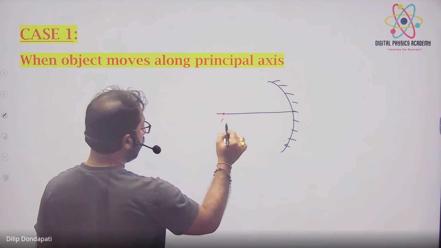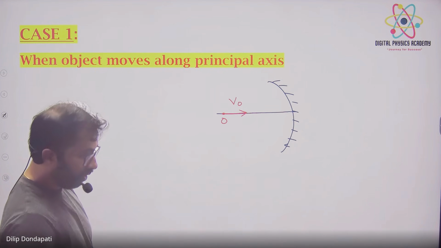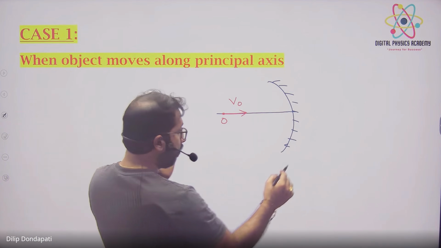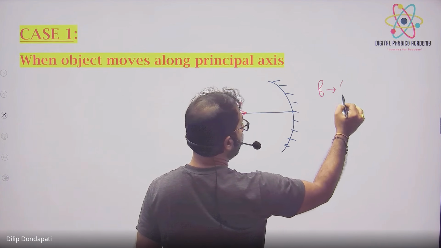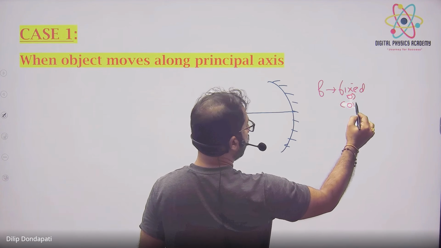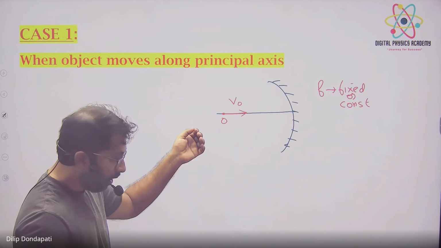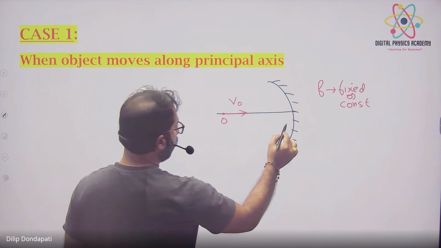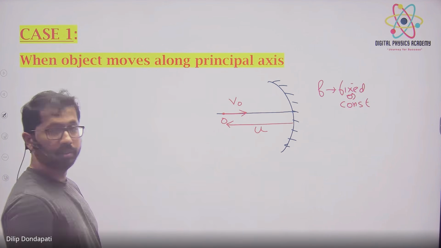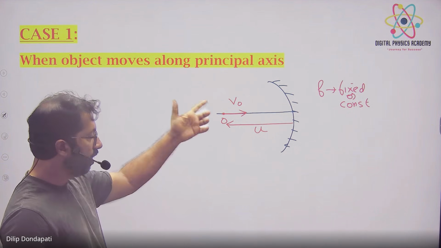Object is moving along the principal axis with velocity v. Here the focal length is fixed, or we can call it constant. Focal length of the mirror is fixed. Now, object distance is from where to where? From here to here is the object distance. Here is the object; initially, the object is there, where the starting is happening.